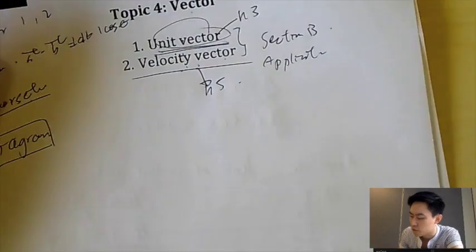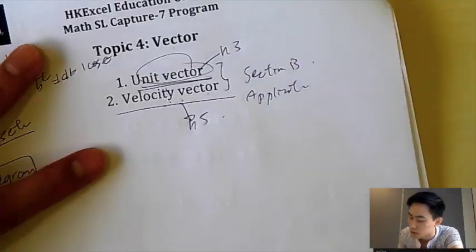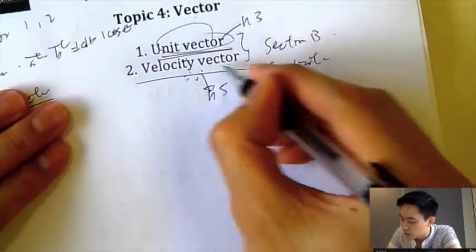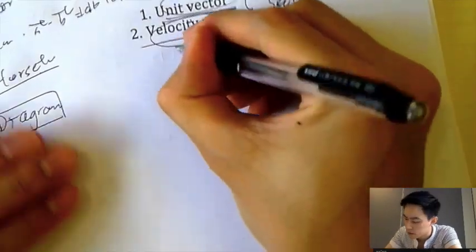So this year's exam usually, because it's the second year of the new syllabus, I think will be harder than the previous year. So make sure you understand the velocity vector for the application question. So what does it mean by the velocity vector right here?